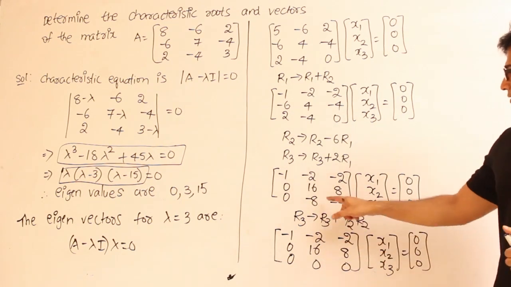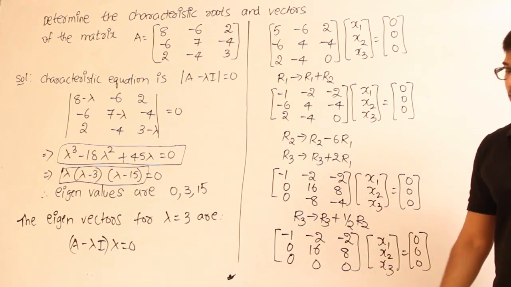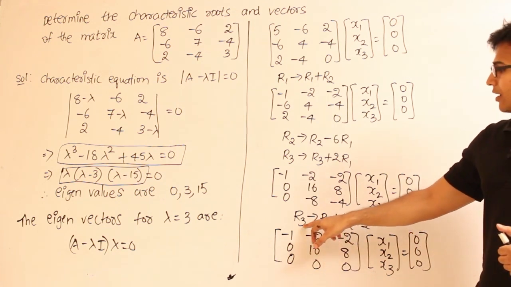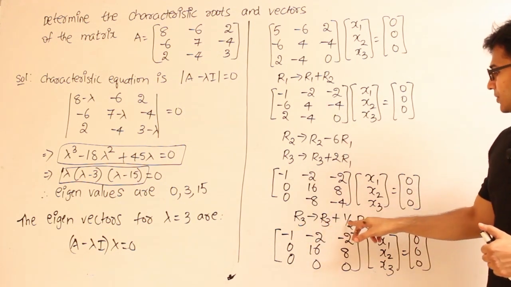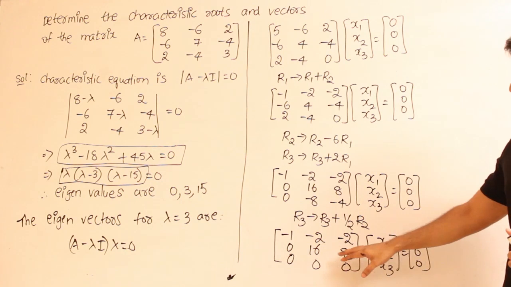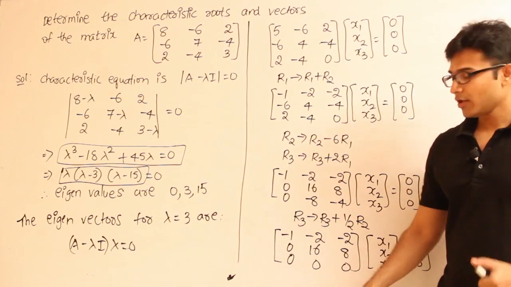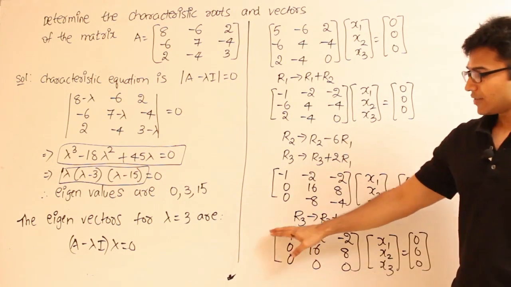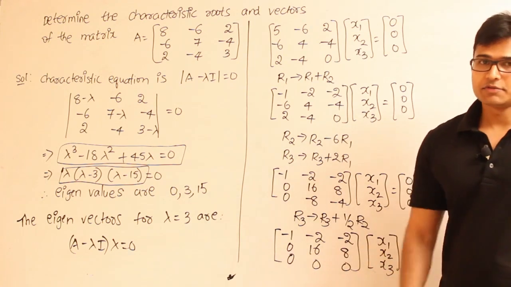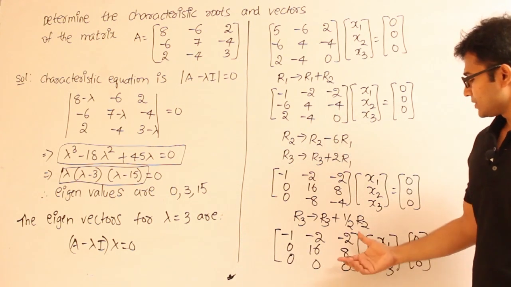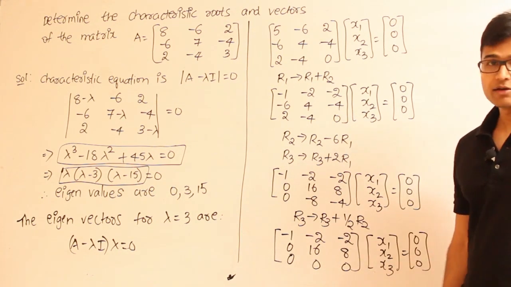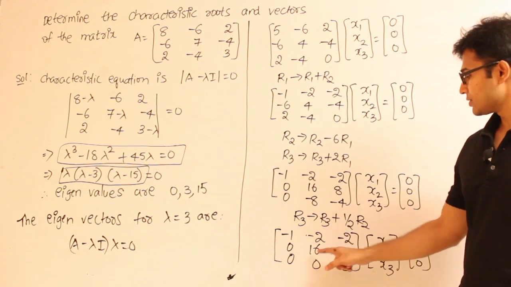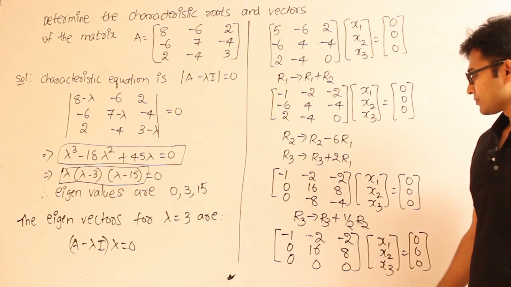And you can see that these two elements can also be made 0 if you replace row 3 with row 3 plus 1 by 2 into row 2. Therefore, I got zeros here. Now, if you observe this, I got this final equation simplified this way. Now, from this you can see that the rank of this matrix is equal to 2, right? The rank of this one is 2, right?